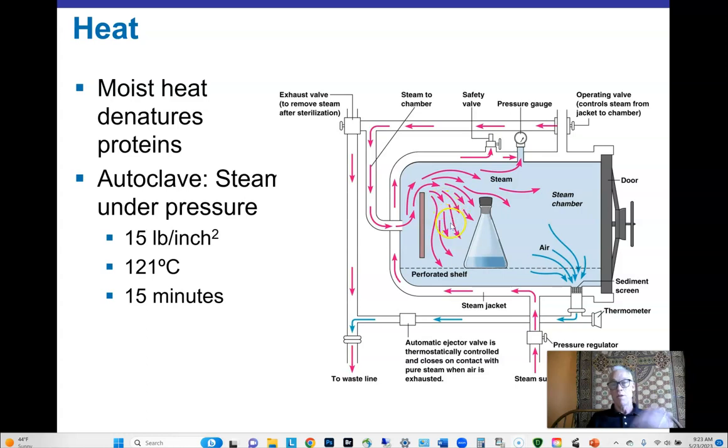It raises the pressure, therefore raises the boiling point of water. And the standard rule of thumb is 15 pounds per square inch of steam, that's water vapor, superheated water vapor, at 121 degrees Celsius for 15 minutes will sterilize a solution or sterilize an instrument that you place under those conditions. Autoclaving is the predominant way in microbiology laboratories to sterilize media, for example, or instruments for handling microbes.